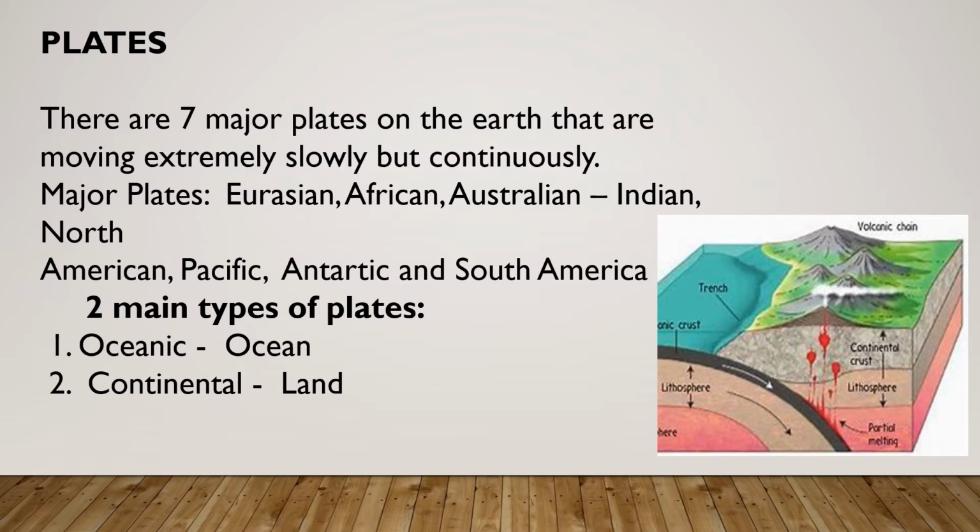As you know, we have seven major plates on the Earth that are moving extremely slowly but continuously. Those seven major plates are the Eurasian, African, Australian, Indian, North American, Pacific, Antarctic, and South American. Now, we have two main types of plates. What are those?